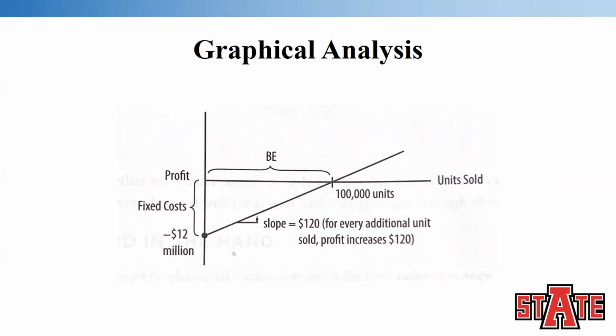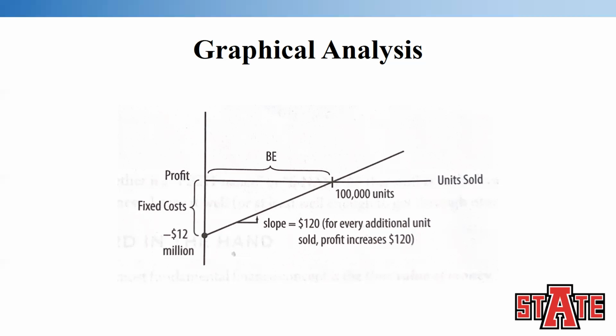So let's talk about the axes first, as we should with any graph. The vertical axis, the y-axis, if you will, is in dollars, and that's measuring your profit. Anything above zero is going to be profit. Anything below zero is going to be loss. On the x-axis, the horizontal line, you've got units sold. So always think about your intercept points.